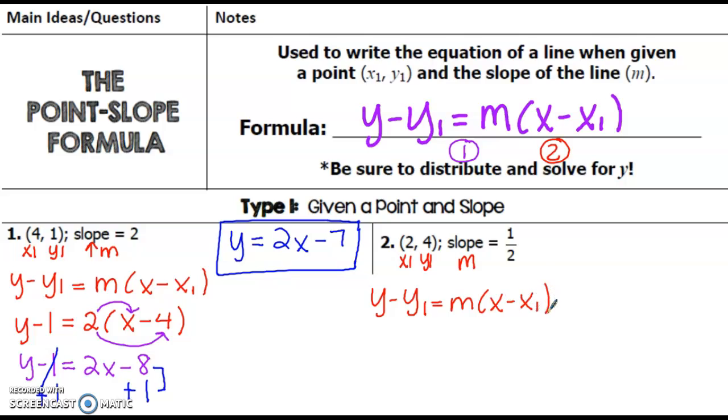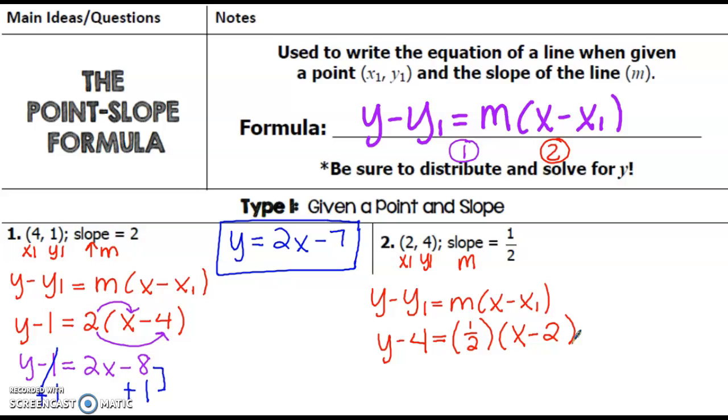I'm going to replace everything that I have with the things that I have already labeled. For example, I don't have my y, so that stays. Then I'm going to say minus my y1 here, that is a 4, equal to my slope, that is 1/2, x minus my x1, which is 2.